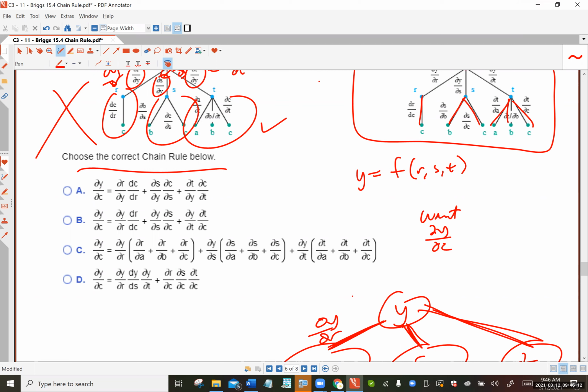Part B. And it turns out letter B. Okay.